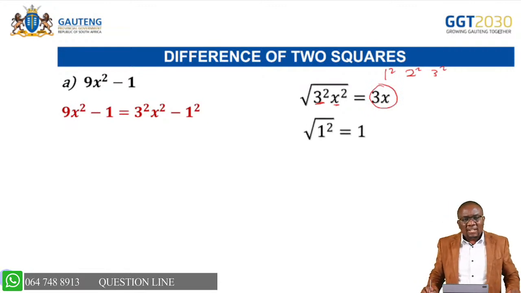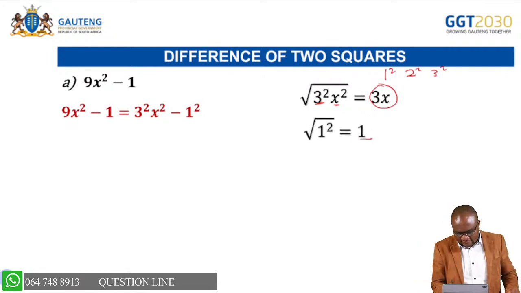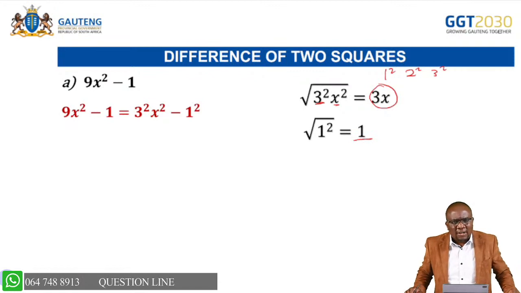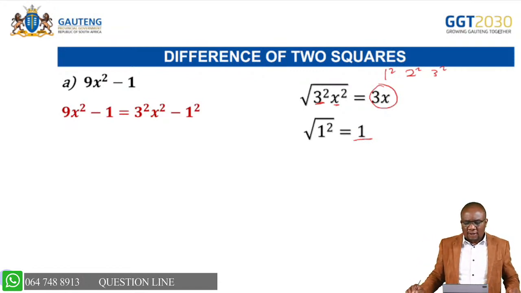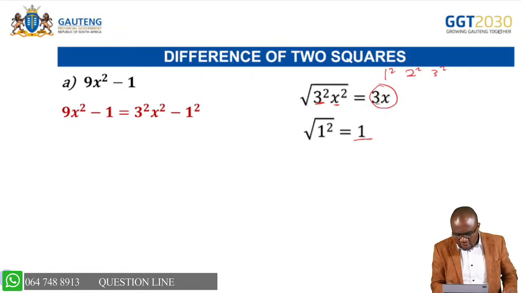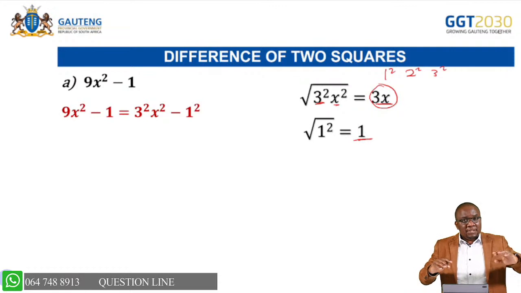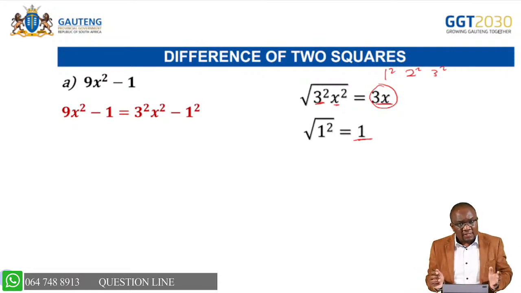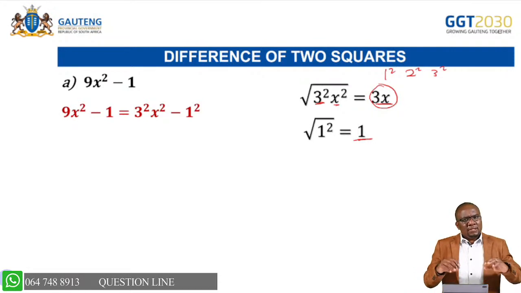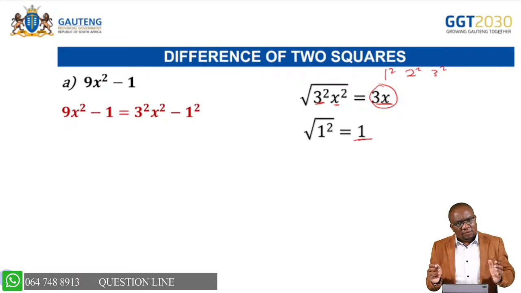What is the square root of 1? It's 1. So now, what is going to be our answer here? We have the square root of 9x squared, which is 3x. We have the square root of 1, which is 1. So what is going to be our answer? The two brackets are going to be 3x minus 1, and then 3x plus 1.